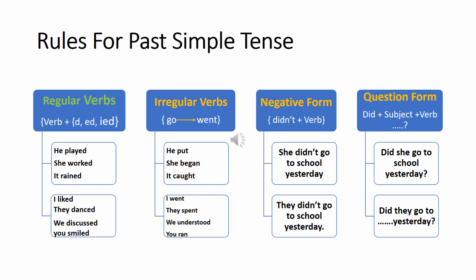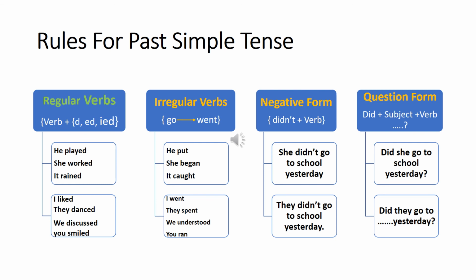But if the verb is an irregular verb like go, it will be went. He bought, she began, it caught, I went, they spent, we understood, you ran. In the negative form, we will use didn't plus the base form of the verb. She didn't go to school yesterday. They didn't go to school yesterday.